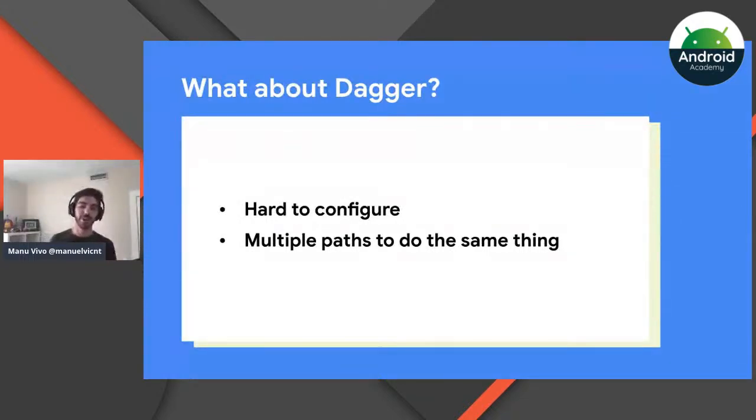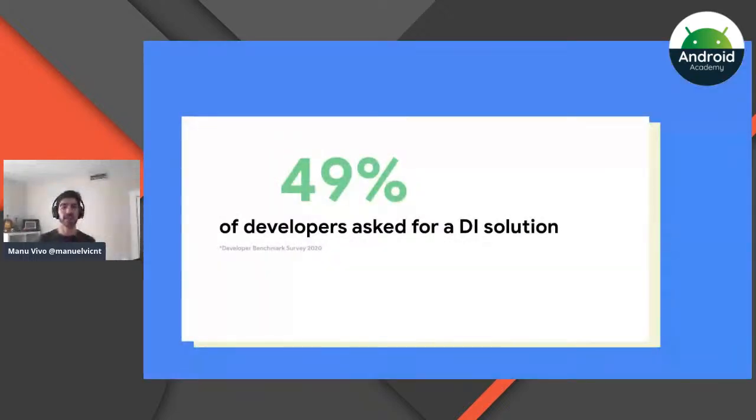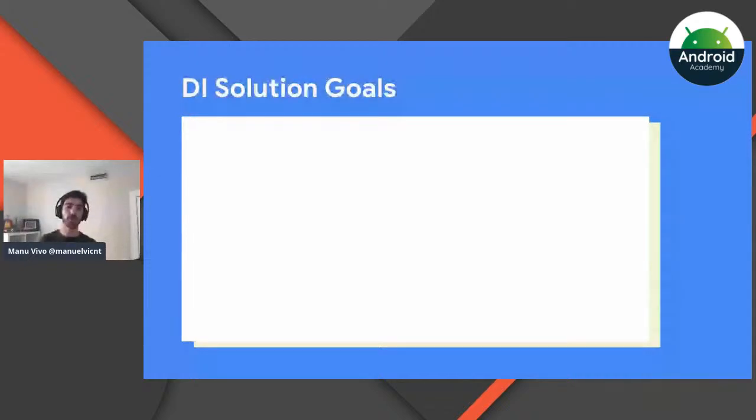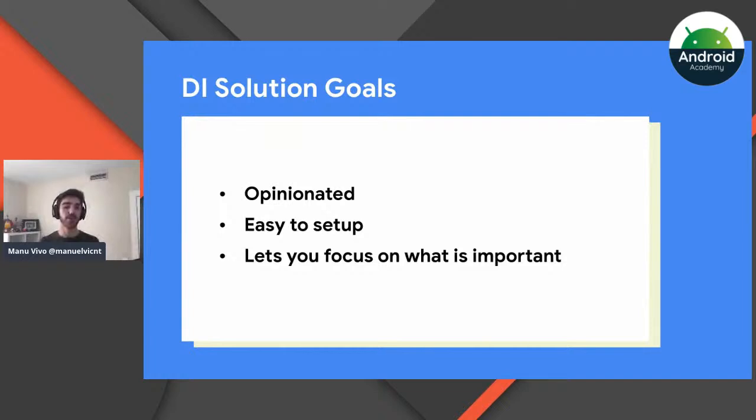And so you, the community, asked us for a better dependency injection solution. Actually, like 49% of the people that completed the survey last year wanted something like this. And what they wanted, and also what we wanted, was a dependency injection library that was opinionated so that we make decisions for you, and that reduces the workload that you have to do. A solution as well that is easy to set up, and a solution that lets you focus on what's important. And in this case, the dependencies, the bindings. The bindings we will see later, that is the information that the tool has to know how to create something.